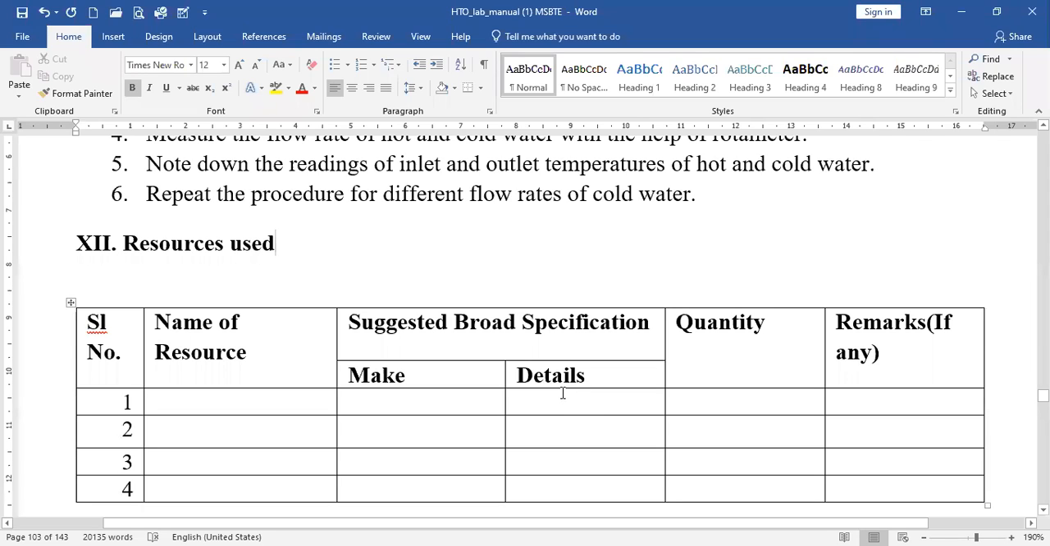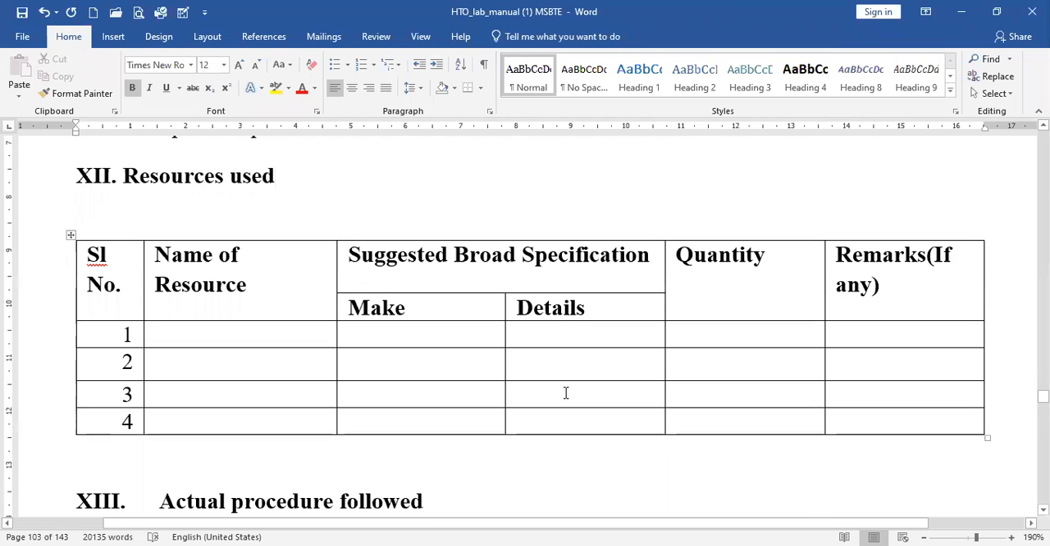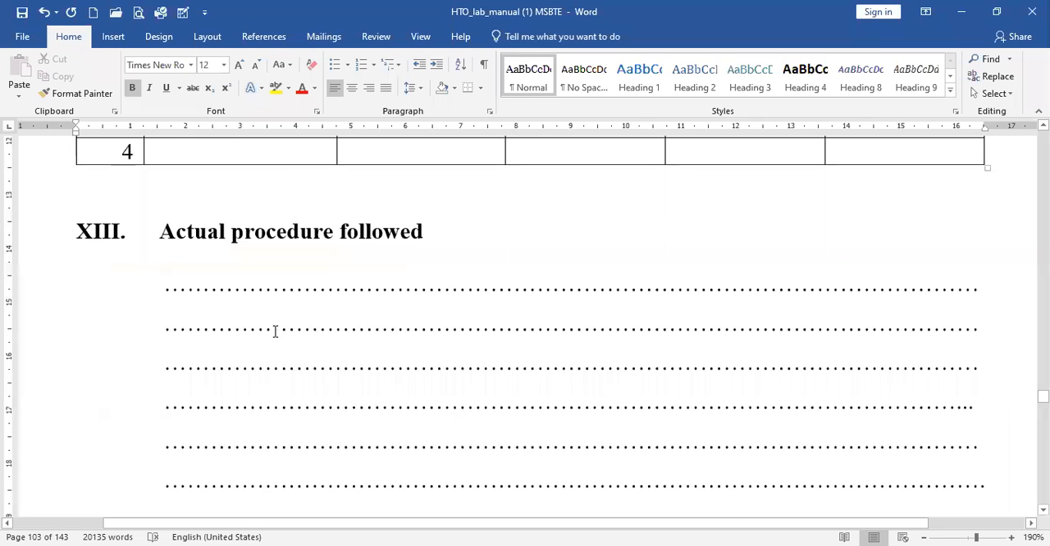Then whatever resources we are going to use should be written here in this table. In the above table, these are the suggested specifications of those resources. Now we must have the tubes, shells, baffles and rotameters. So whatever experimental setup you have, that specification should be noted down in these resources used.